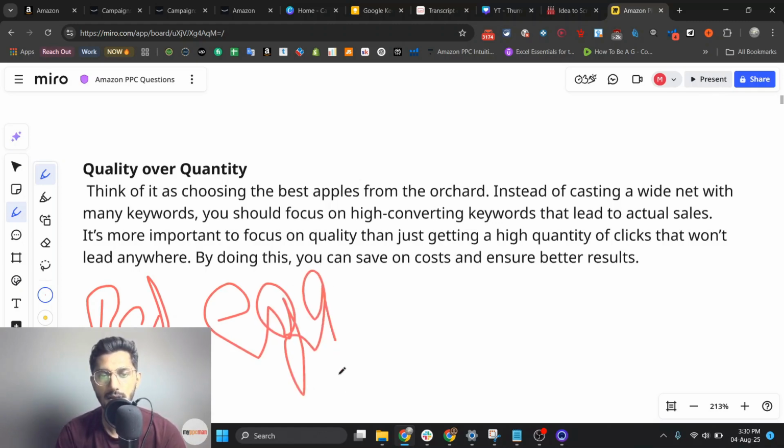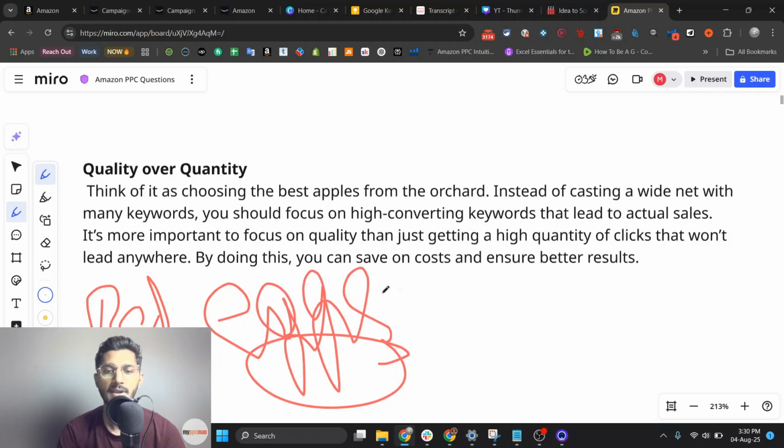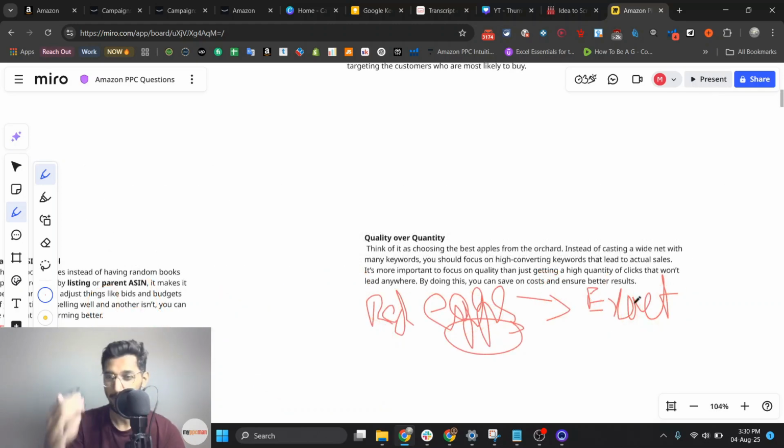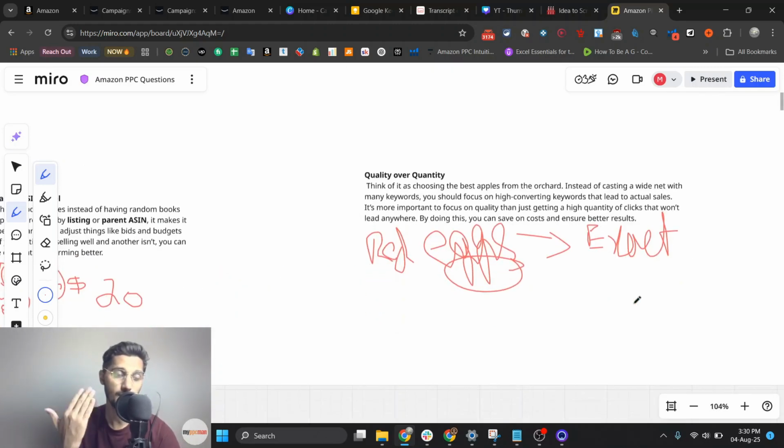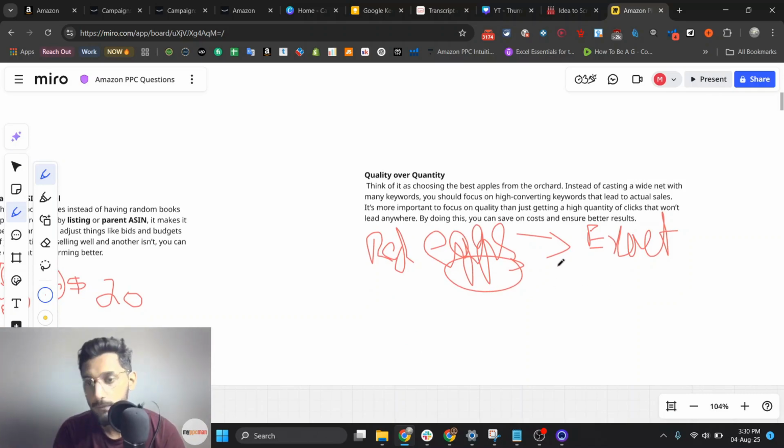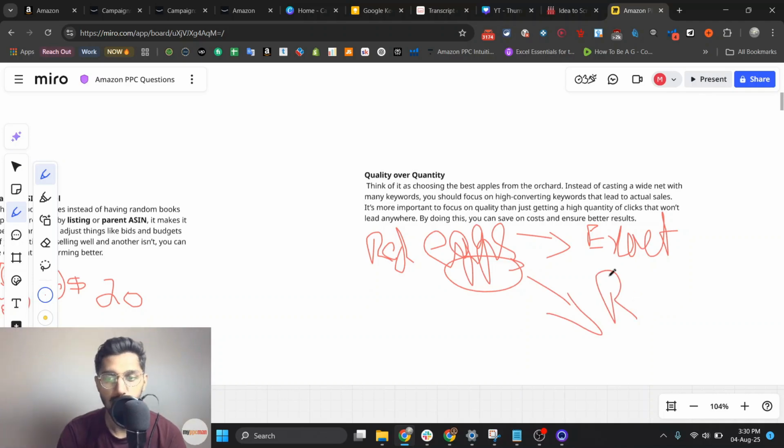Red eggs. You will start testing it out in exact match. But because exact match is the most expensive one, you will spend a lot of money there. But if you start spending on phrase match, it will help you get more keywords.